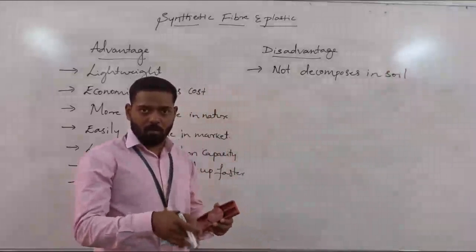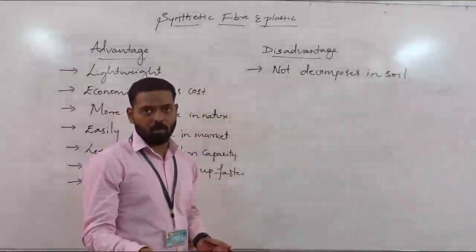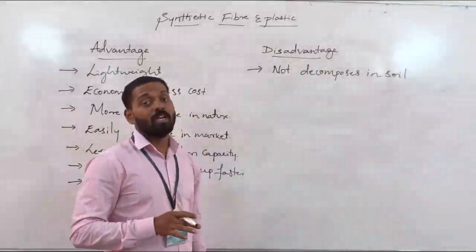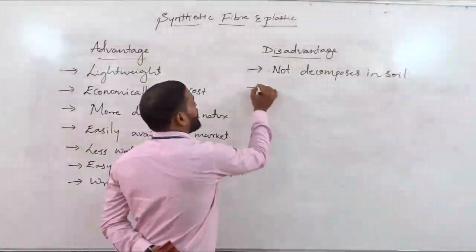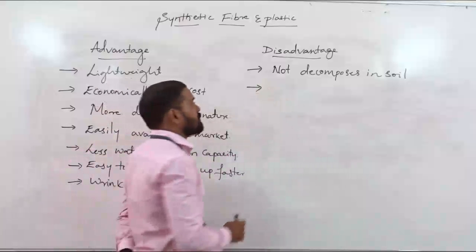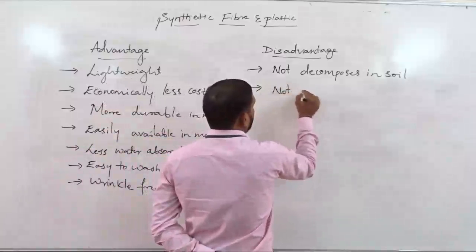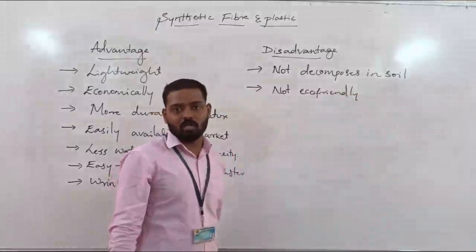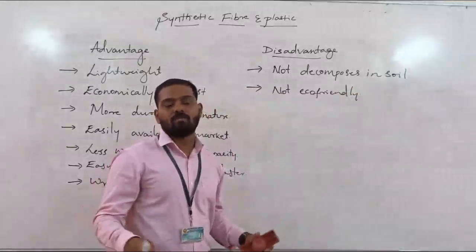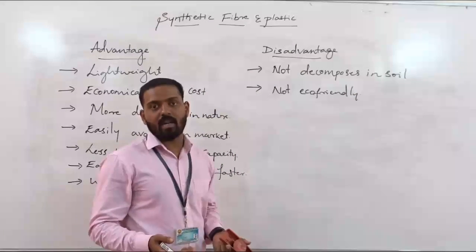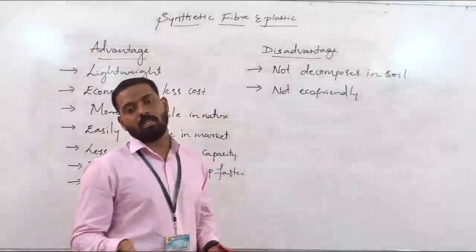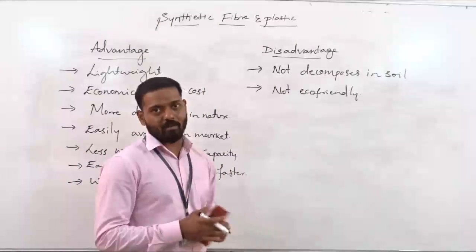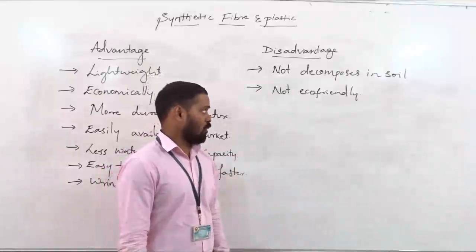That means it will not be properly converted into manure, because it is purely made of chemicals. It takes many years to decompose in the soil. That's why it is not eco-friendly. Synthetic fibers are not eco-friendly. That means it is not supporting our nature, because huge numbers of synthetic fabrics are coming into the market. After using them, we just throw them away, and they are not decomposed, so they spoil our nature. That's why I wrote it's not eco-friendly.